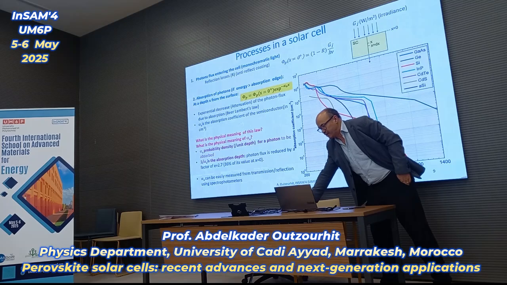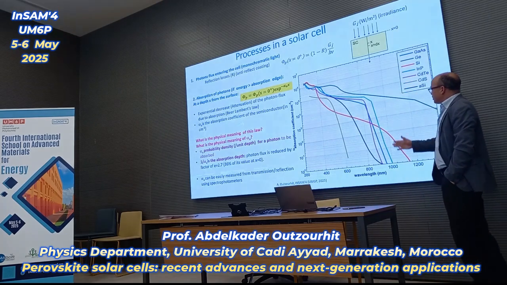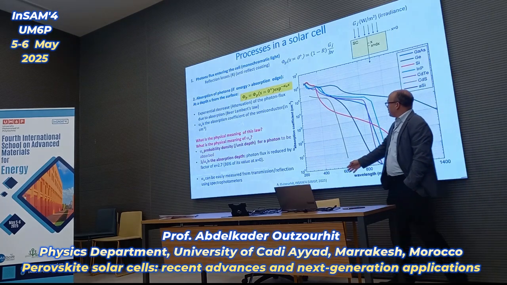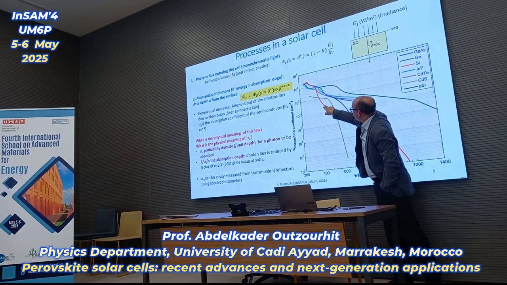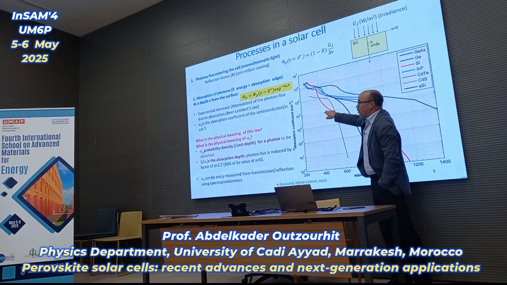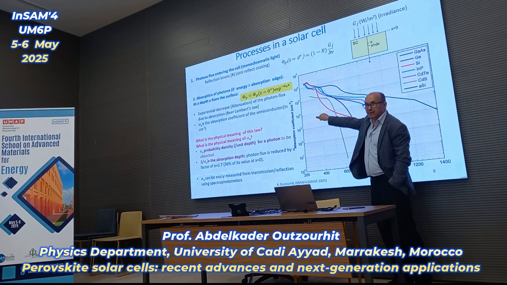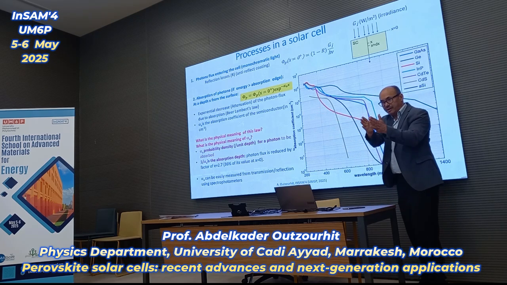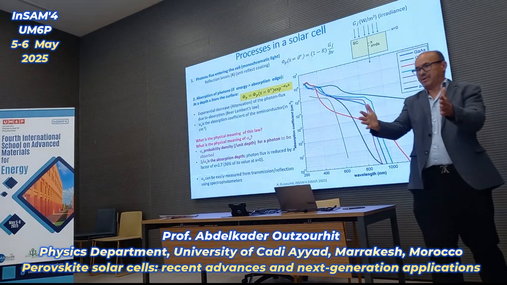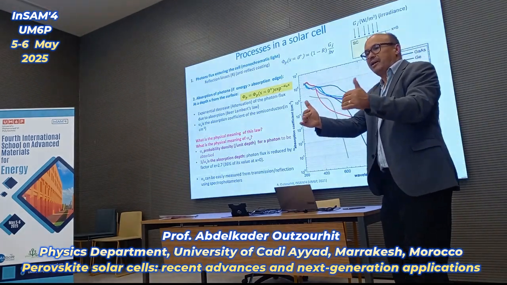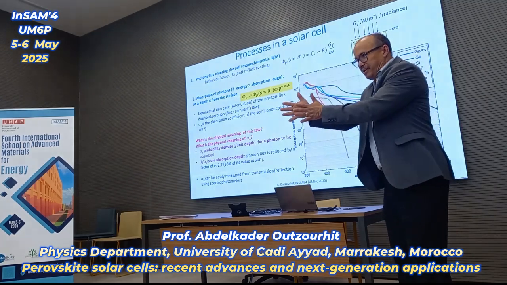Another thing that you should notice is that highly energetic photons have absorption depths that are very small. For example, this photon here, in the case of silicon, will be absorbed at around 1 micron from the surface. So when you irradiate your solar cell by light, each photon has the chance to be absorbed at a given depth.